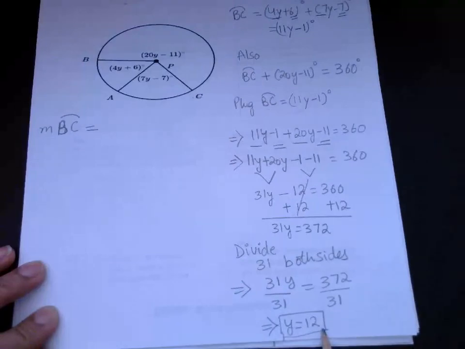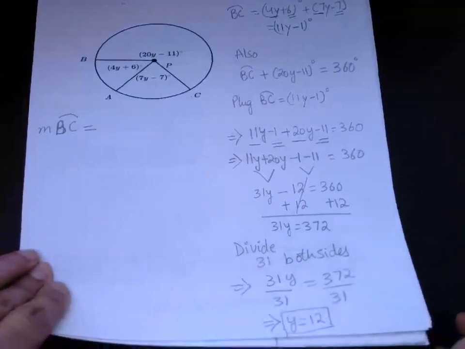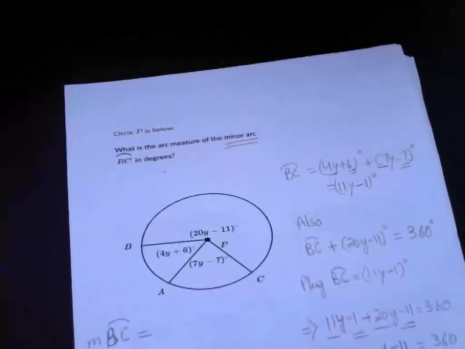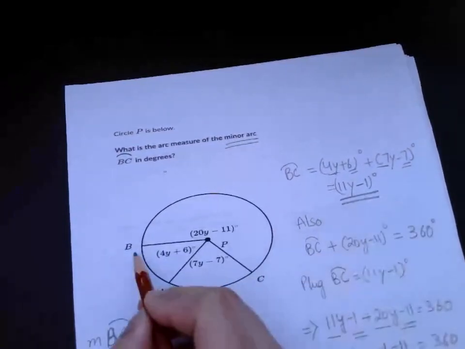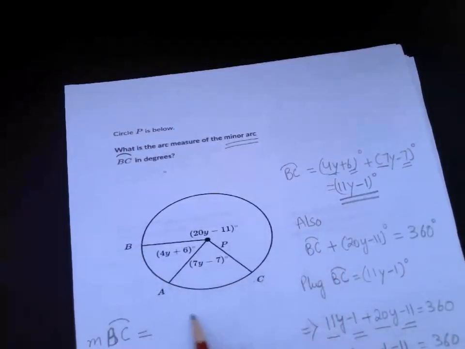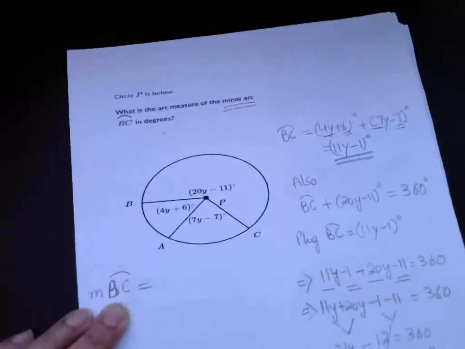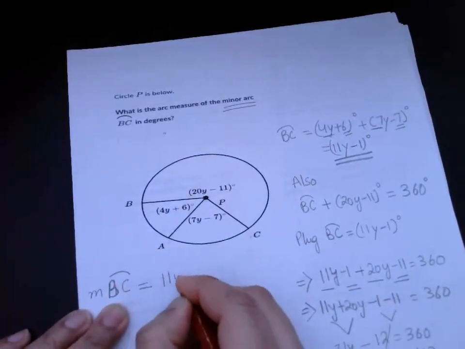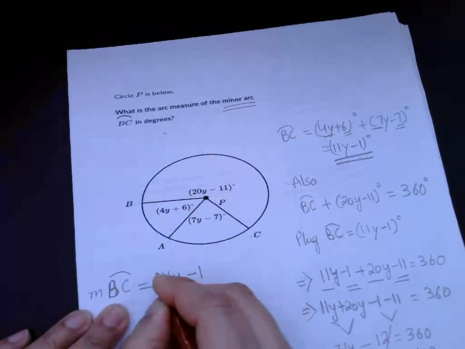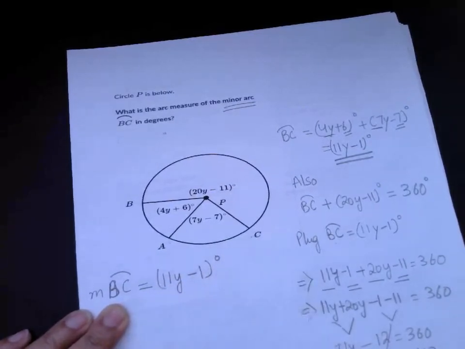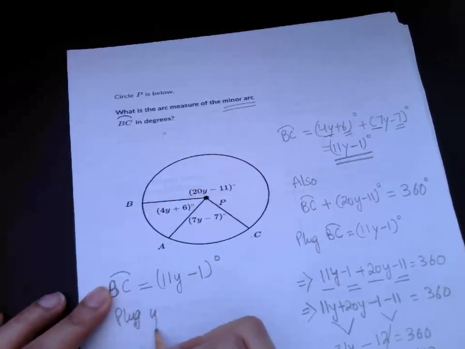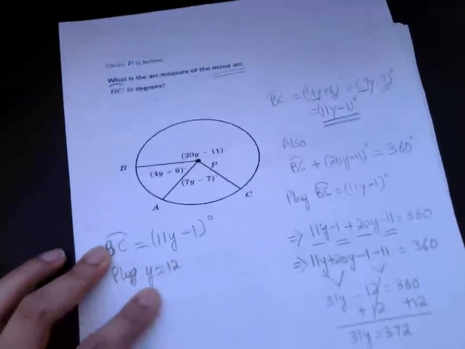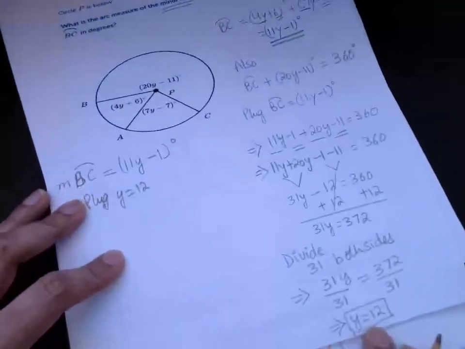Now y is equal to 12. Are we done with this question? No, we need to plug it back. Let's plug it back in this equation, because they are asking you what is the measurement of the arc BC. So my equation is 11y minus 1 degree, right? Plug y is equal to 12. We got the value of y as 12, right?